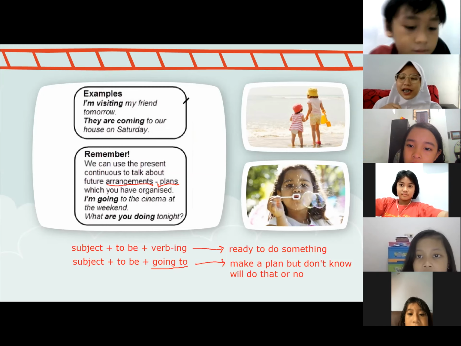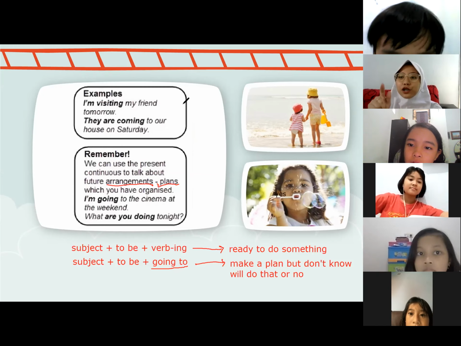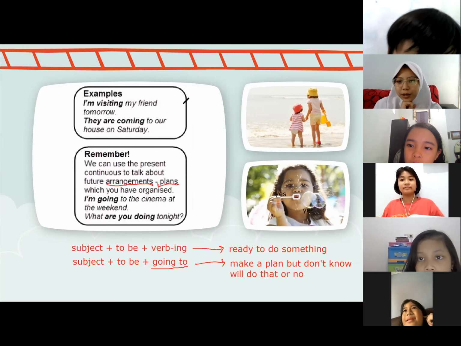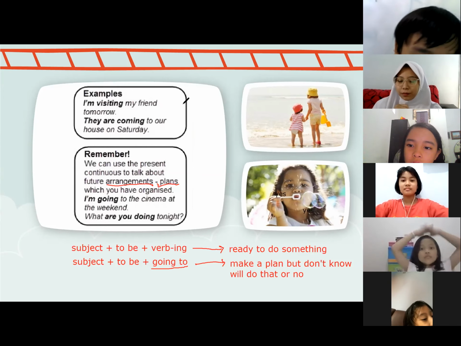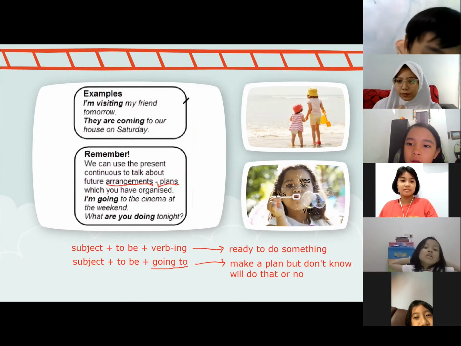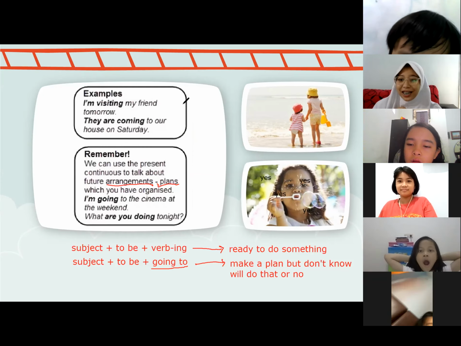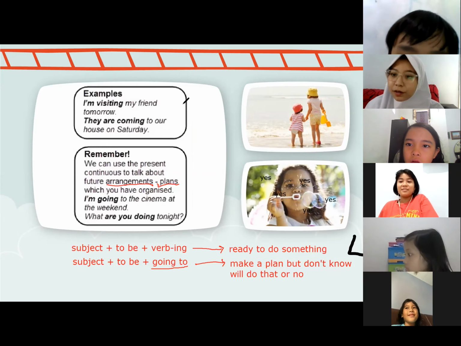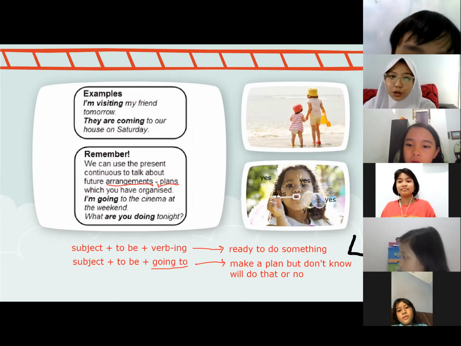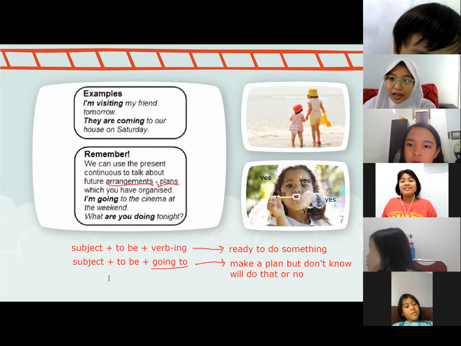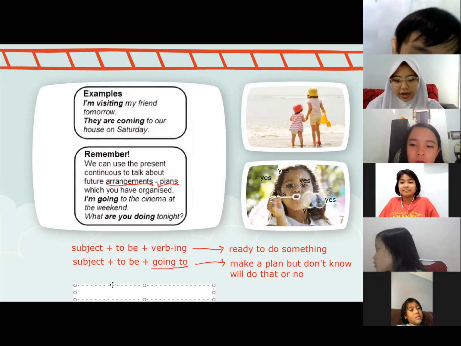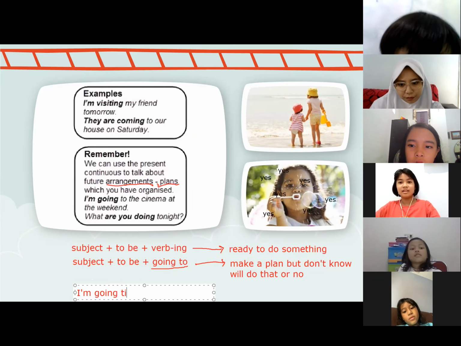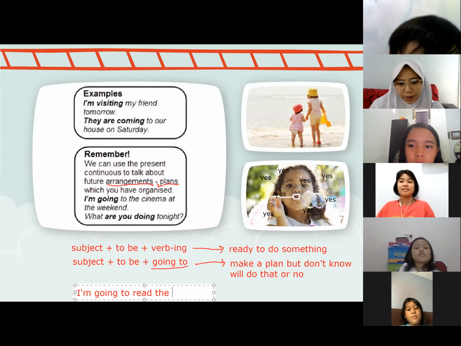Can you make a sentence? Can you tell me what are you going to do tonight? Sibyl? I don't know. Sibyl? I'm going to read comics tonight. I'm going to? Read comics tonight. Okay. I'm going to read the comic tonight.